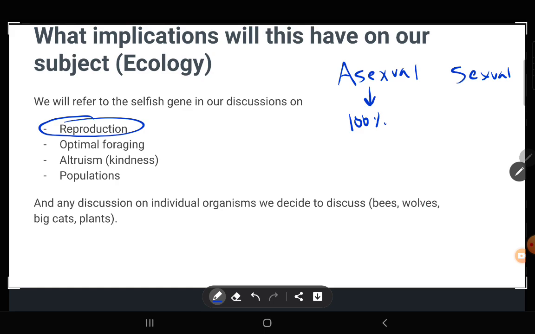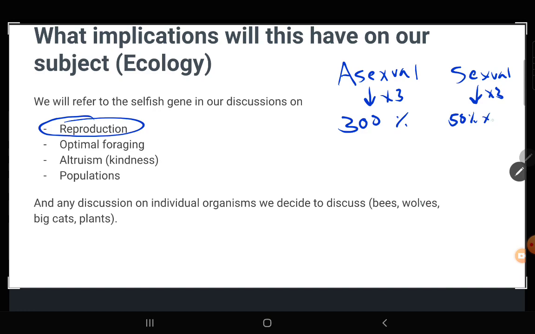So through asexual reproduction, if you have 3 kids, that gene has not only made it to the next generation, but has also amplified to 300%. And in sexual reproduction, you sacrifice half of your DNA for a partner's DNA. And so if you have 3 children, it's 50% each. And so that would only be 150%, right?